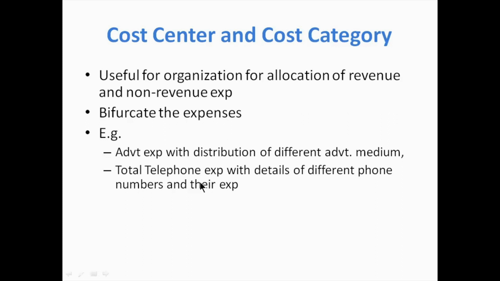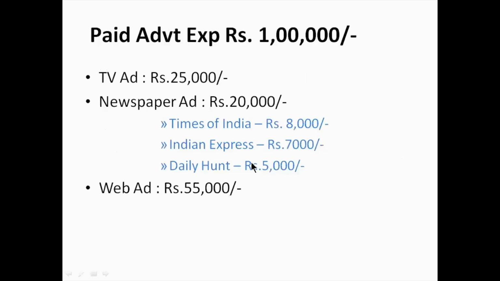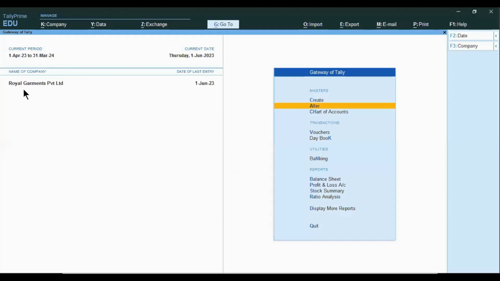So let's apply this in Tally. This is our Tally, our company Royal Garments Private Limited is open, and now we are going to enter the cost centers and cost category transactions.